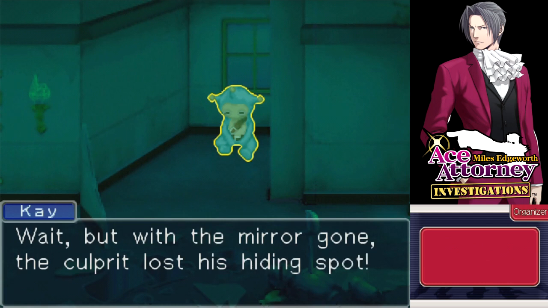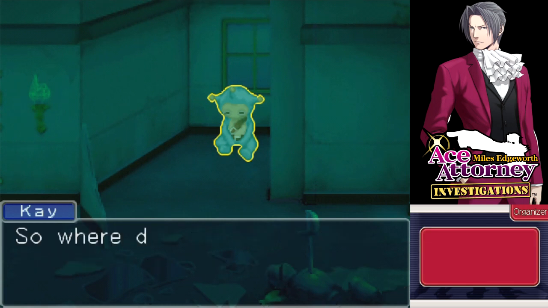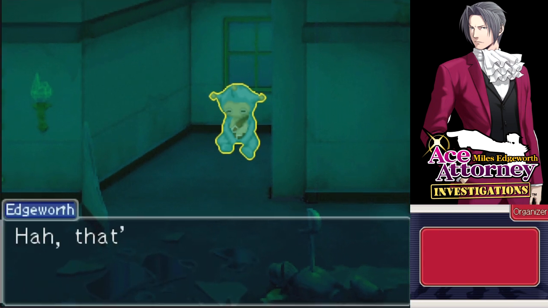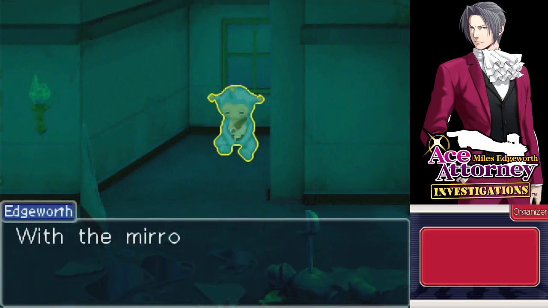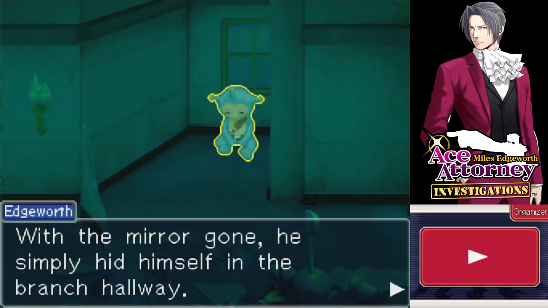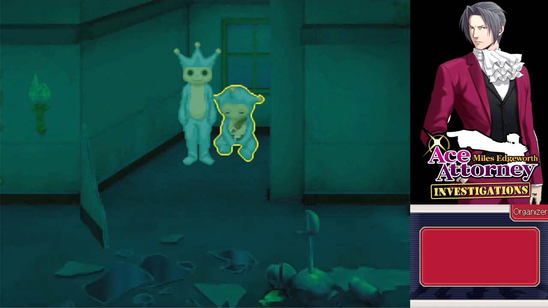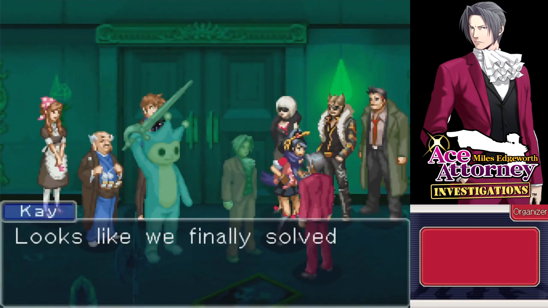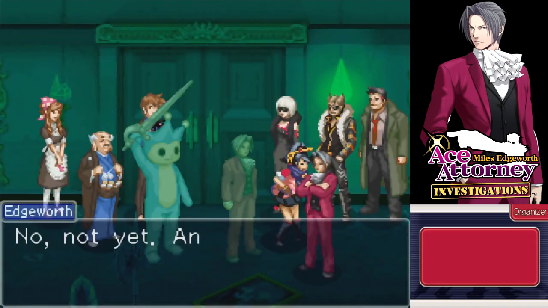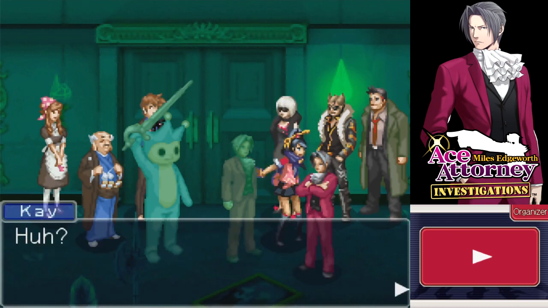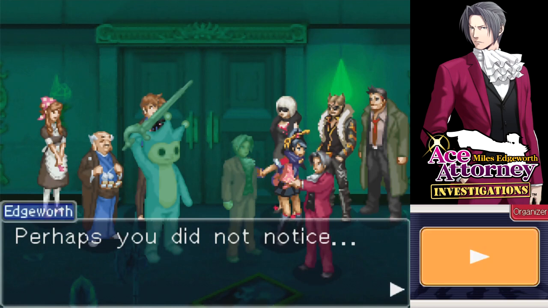Wait, but with the mirror gone, the culprit lost his hiding spot. So where did he go in his proto-badger suit, Mr. Edgeworth? That's easy enough. With the mirror gone, he simply hid himself in the branch hallway. I think this about wraps it up. Looks like we finally solved everything. No, not yet. An even larger contradiction has now reared its head. Huh? Perhaps he did not notice.